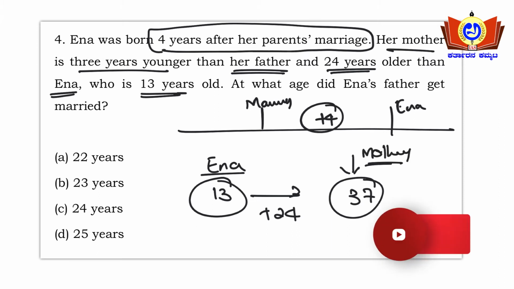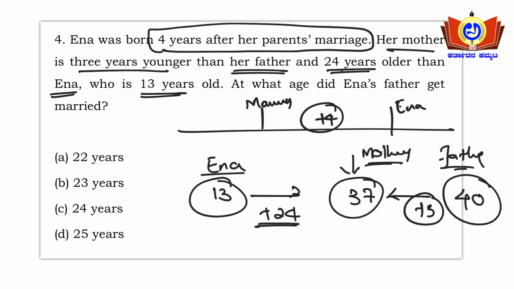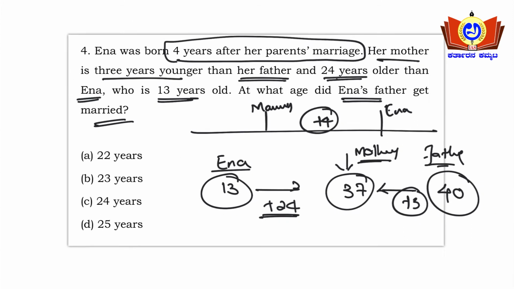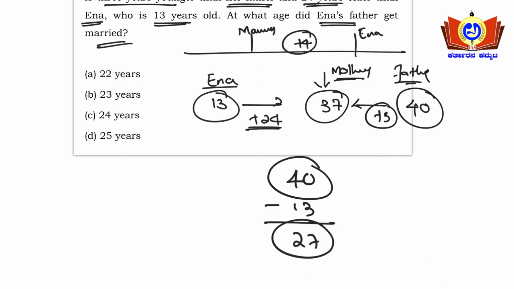Her mother is 3 years younger than her father and 24 years older than Anna. Also, the father will be, her mother is 3 years younger than her father, so plus 3, 37 plus 3, father will be 40, my dear friends. Yes or no? At what age did Anna's father get married? Presently, the father's age is 40 years. And Anna was born 4 years after marriage. So minus 13 gives 27 years. When Anna was born, her father's age was 27 years.